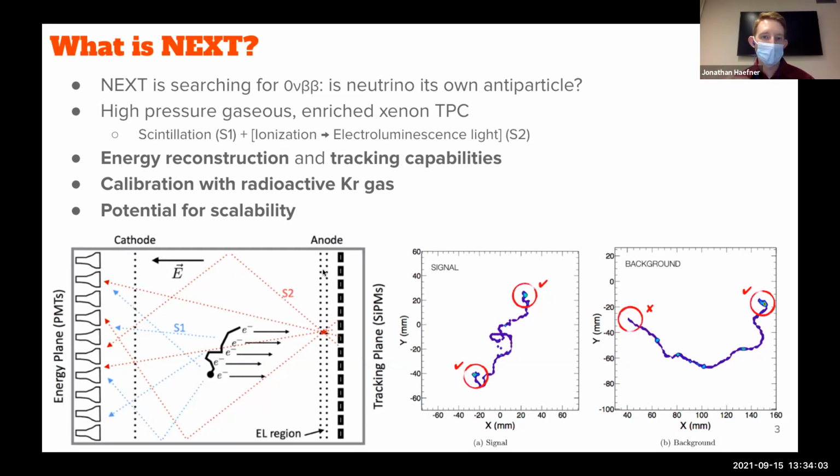The EL region is a much higher electric field, which accelerates the electrons and produces a secondary flash that we call the S2. The timing between the S1 and the S2, along with drift velocity, is what gives a depth in the detector. So NEXT has energy reconstruction capabilities using a plane of PMTs, and tracking capabilities. We have calibration with radioactive krypton gas and great potential for scalability for next generation neutrinoless double beta decay experiments.